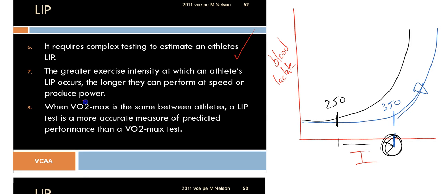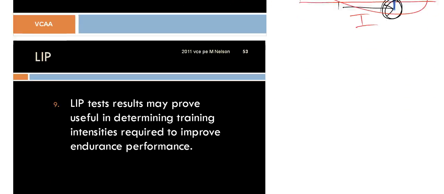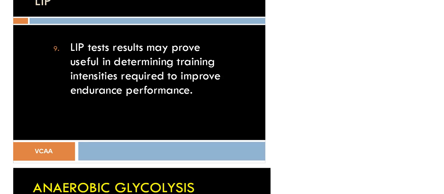Now VO2 max is the maximum amount of oxygen that can be used by the muscles in a minute to produce energy. So when the VO2 max is the same between athletes, a LIP test is a more accurate measure of predicted performance because of what we've just described over here. LIP tests may prove useful in determining training intensities required to improve endurance performance.